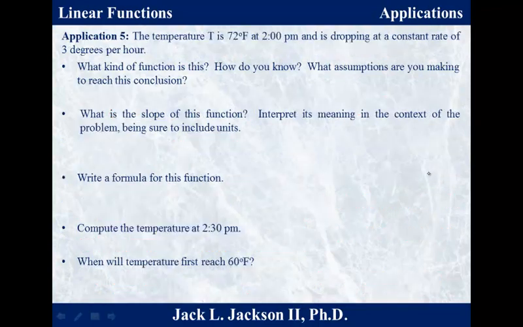Okay, how about another application? The temperature T is 72 degrees Fahrenheit at 2 o'clock p.m. and is dropping at a constant rate of 3 degrees per hour. What kind of function is this? How do you know? What assumptions are you making to reach this conclusion?